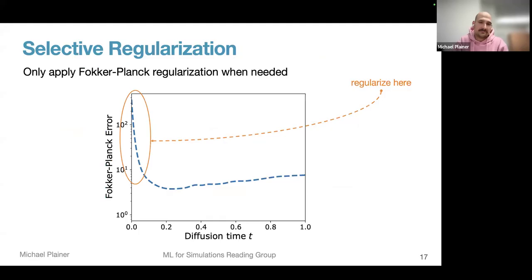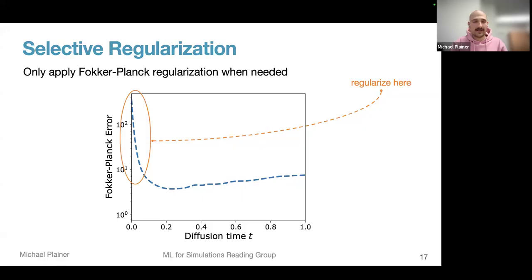For this, we do a very simple trick. We say, okay, the Fokker-Planck error is large in this region, so let's just apply the regularization here. Sounds simple. The problem is that if we train in batches and sample our diffusion time uniformly, then we will always have an element where we apply the Fokker-Planck regularization, but also batch elements where we don't. And since our batch is determined by the slowest path, we don't really gain any speedup.